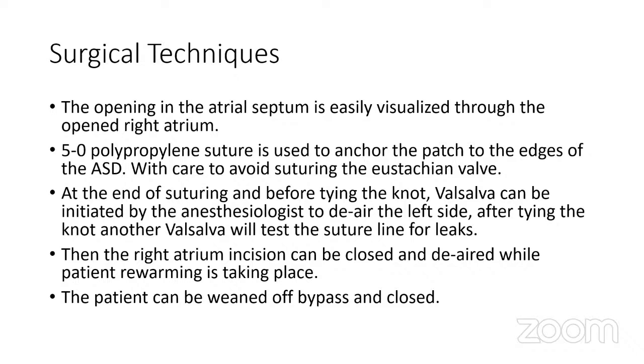At the end of suturing and before tying the knot, a Valsalva can be initiated by the anesthesia to de-air the left side. After tying the knot, another Valsalva will test the suture line for leaks. Then the right atrium incision can be closed and de-aired while patient rewarming is taking place, and the patient can be weaned off bypass and closed.